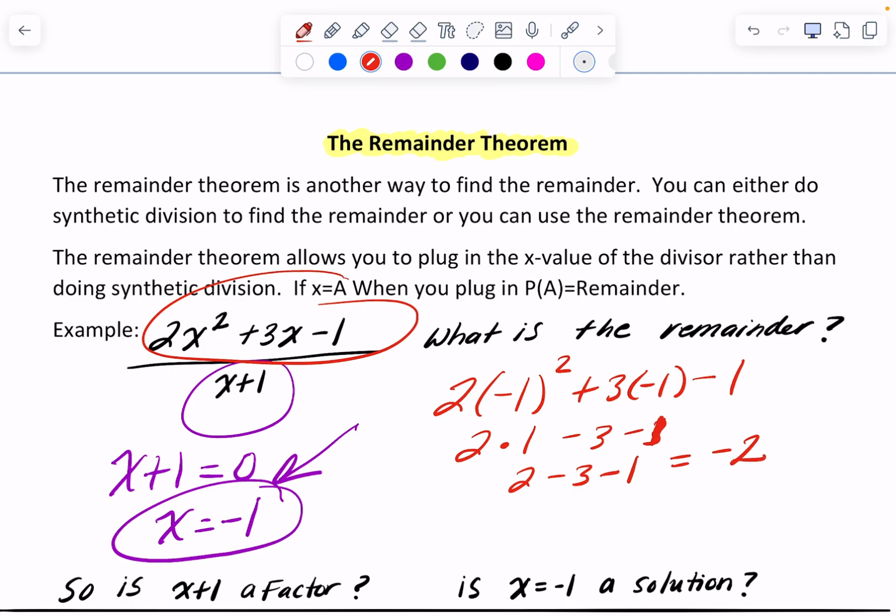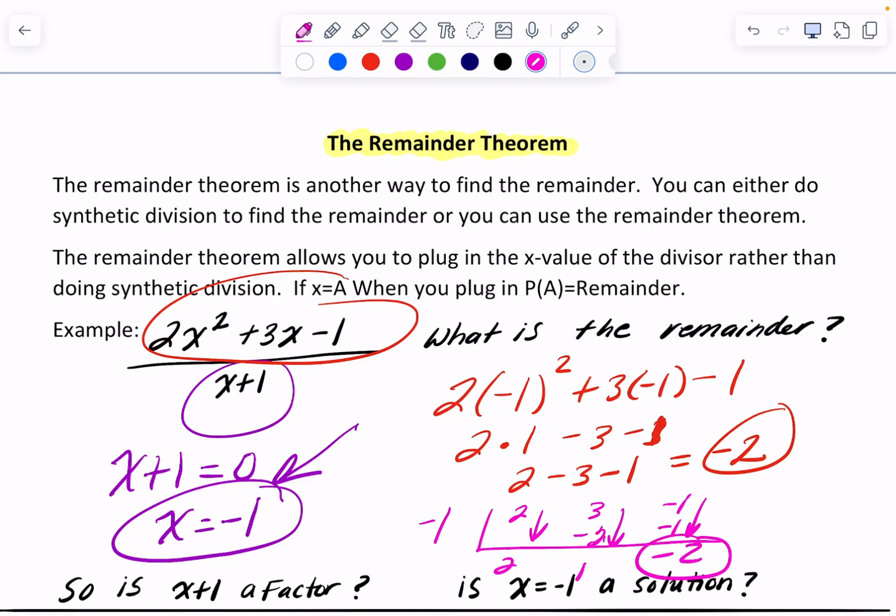I'm going to prove it to you because I'm going to do synthetic division. So I'm going to use negative 1. Instead of plugging it in to find the remainder, I'm just going to use synthetic division. 2, 3, negative 1. Add straight down, multiply up. Add straight down, multiply up, add straight down. Do you guys see? It's just 2 ways of getting the remainder.